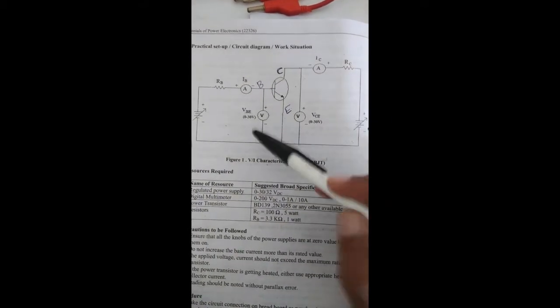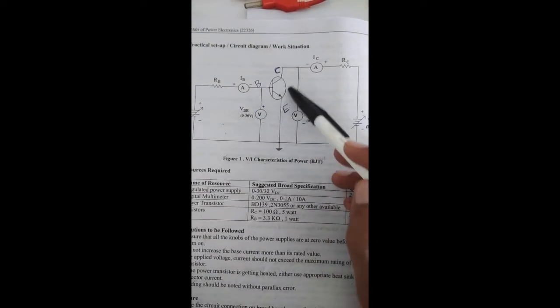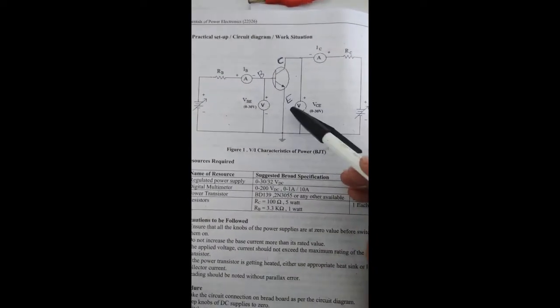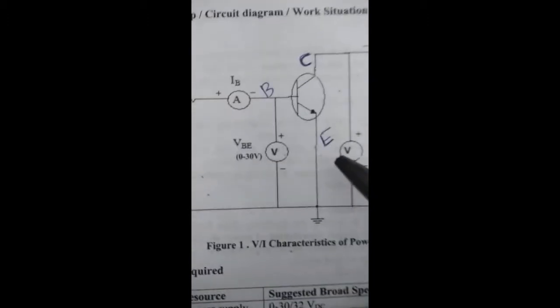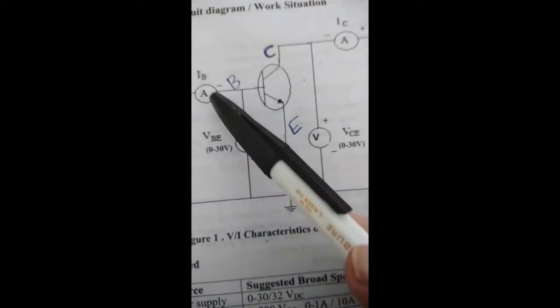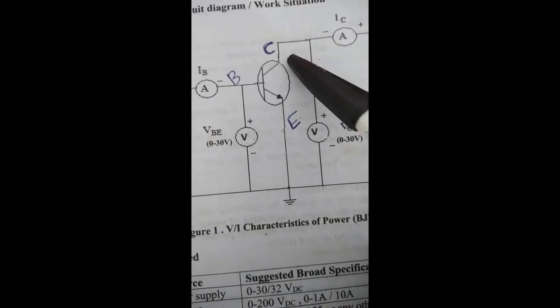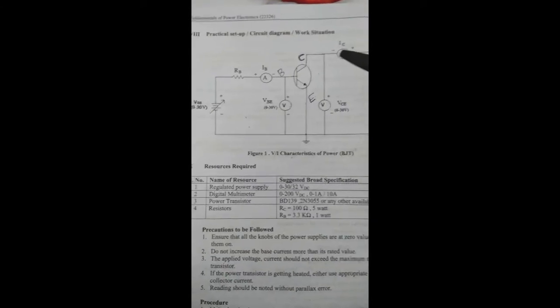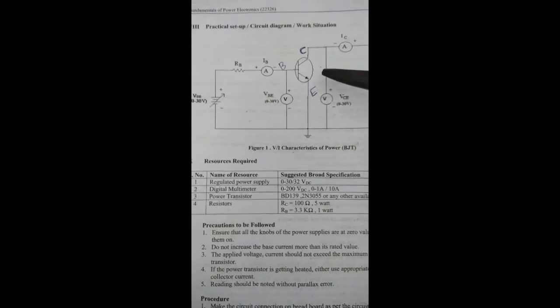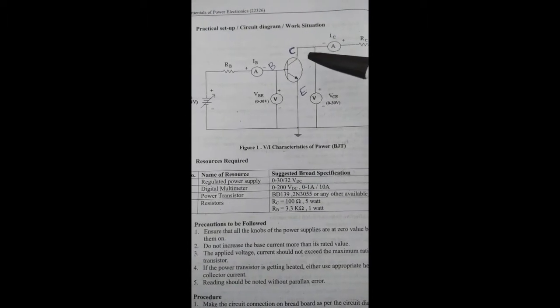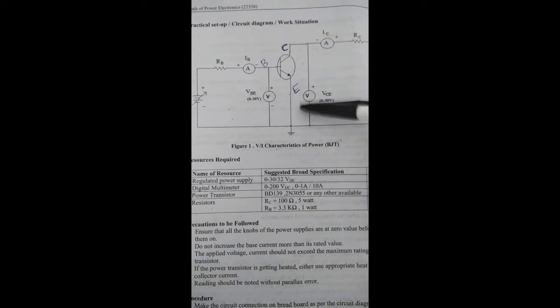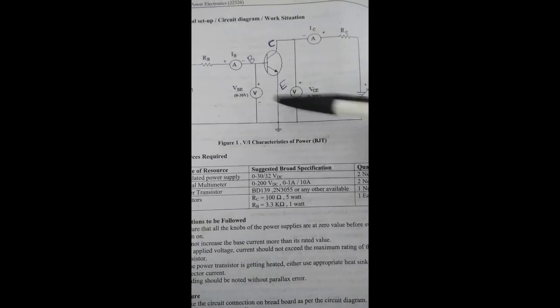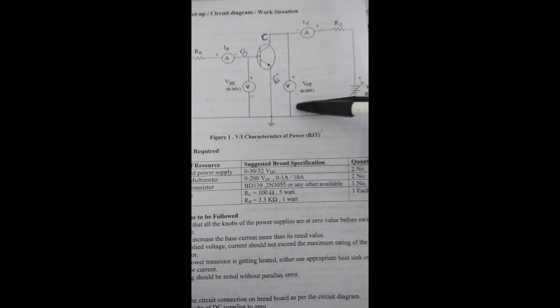Refer this circuit diagram. In this circuit diagram, it is NPN type transistor having 3 terminals, emitter denoted by E, base denoted by B and collector denoted by C. These are the 3 terminals of this power transistor. Now, this power transistor, it is in common emitter configuration because emitter terminal is common for input as well as output.